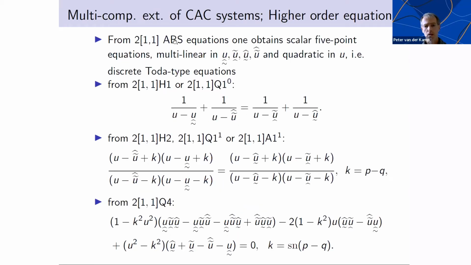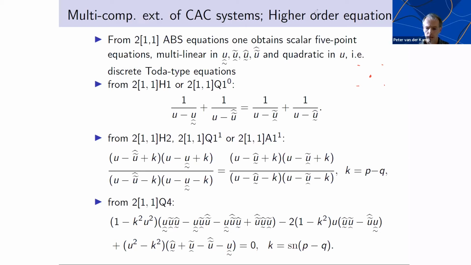From the 2, 1, 1 ABS equations, you get scalar 5-point equations. So these are equations on a stencil like this across 1 point in the middle. It is quadratic in that point and multilinear in the other points. It takes a particularly nice form for H1 or Q10. And these are actually all known equations. They're called discrete Toda type equations, but it is nice how you can obtain them from these multi-component extensions.